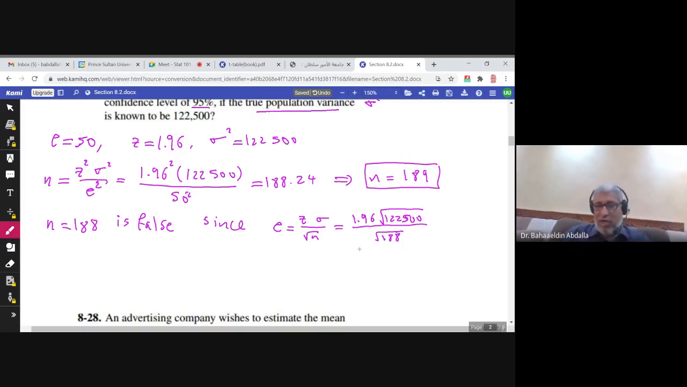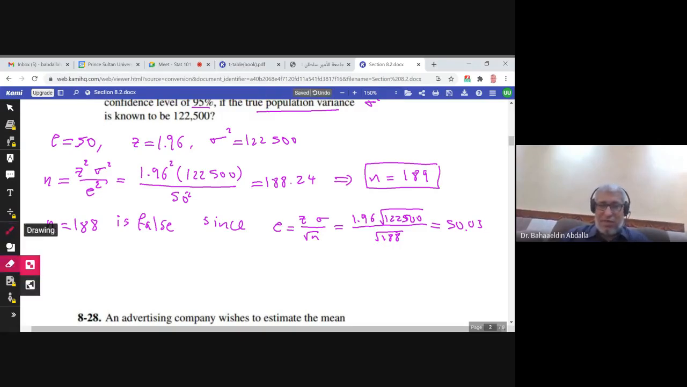If you choose 188, what would happen to the margin of error? So multiply 1.96 times the square root of 122,500, divided by the square root of 188, and give me the answer. The answer is 50.03. This is not accepted.